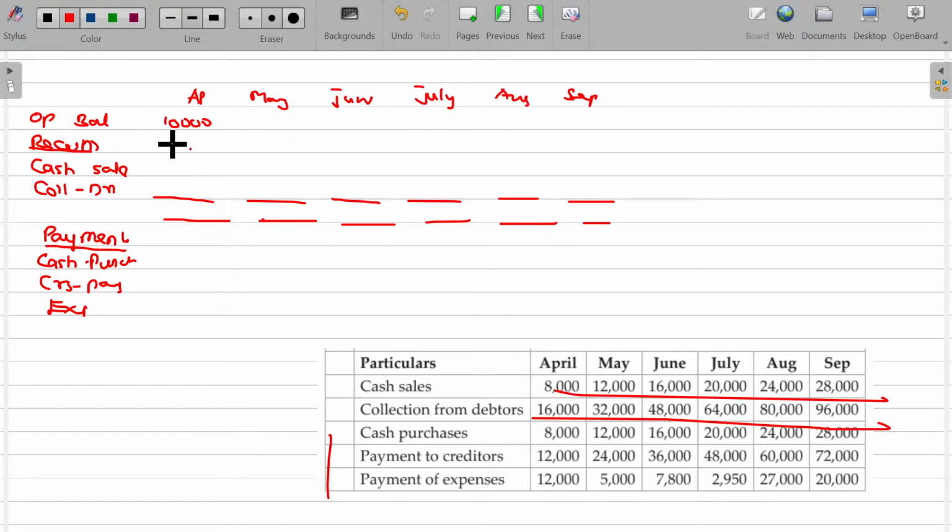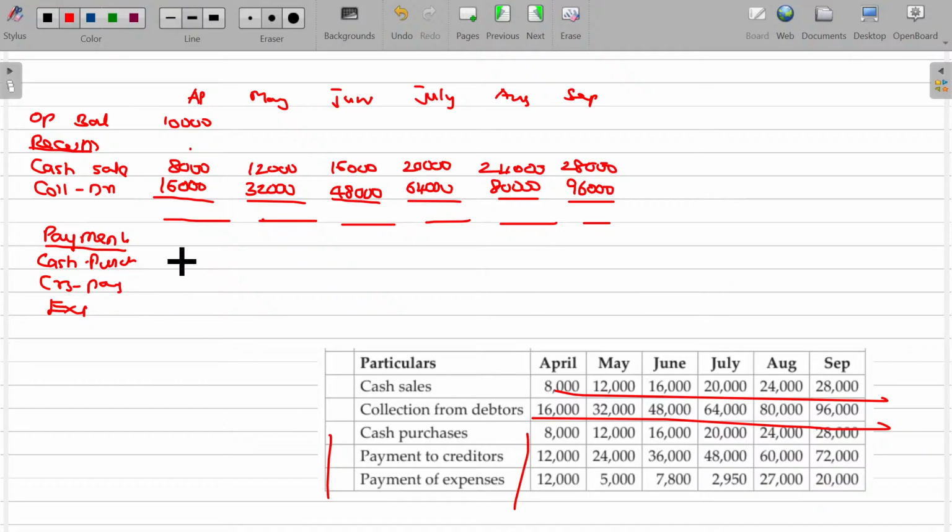Let's start with this one. 8,000, 12,000, 16,000, 20,000, 24,000, 28,000. Collection from debtors 16,000, 32,000, 48,000, 64,000, 80,000, 96,000.